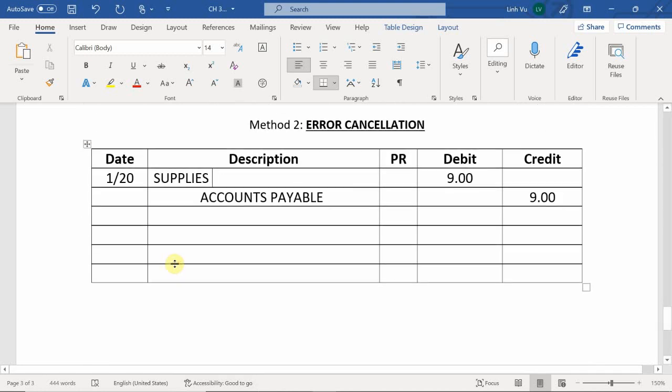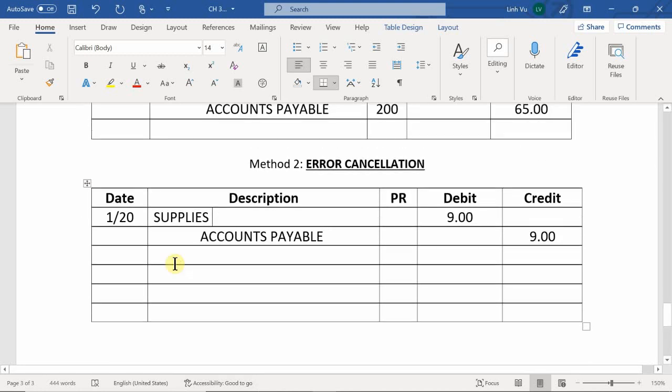Supplies are assets. Increase assets means debit. Debit means increase. Correct. That's confusing. Okay. Go ahead. How is it confusing?